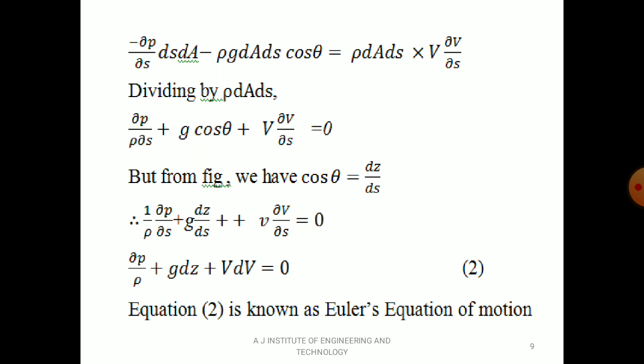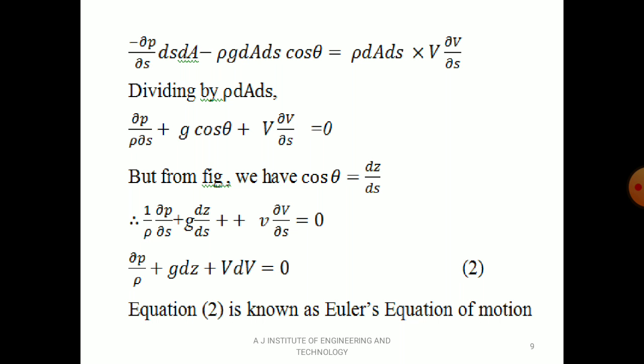So in this case, either 1/ds should be equal to 0, or the bracket expression ∂p/ρ + g dz + v dv equals 0. But 1/ds cannot be equal to 0. So the possibility is ∂p/ρ + g dz + v dv = 0. Take it as expression 2. Equation 2 is known as Euler's equation of motion. Very important derivation, Euler's equation of motion.